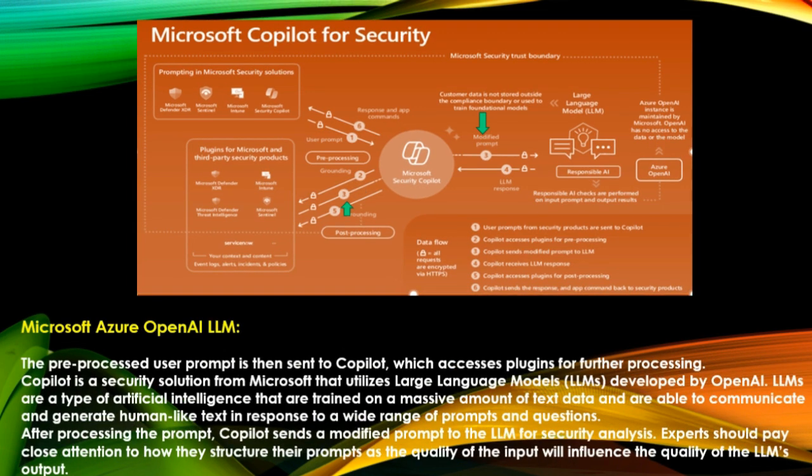Microsoft Azure OpenAI LLM. The pre-processed user prompt is then sent to Copilot, which accesses plugins for further processing. Copilot is a security solution from Microsoft that utilizes large language models, LLMs, developed by OpenAI. LLMs are a type of artificial intelligence that are trained on a massive amount of text data and are able to communicate and generate human-like text in response to a wide range of prompts and questions.